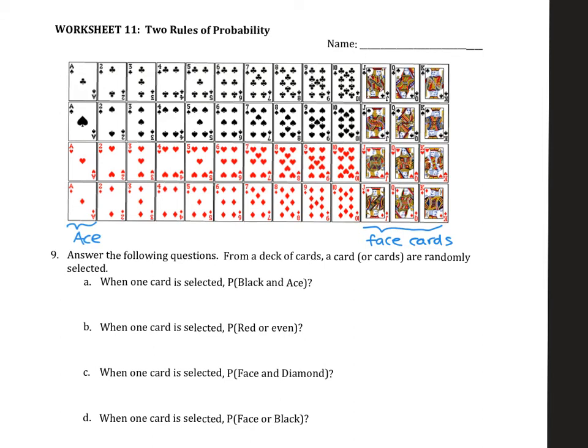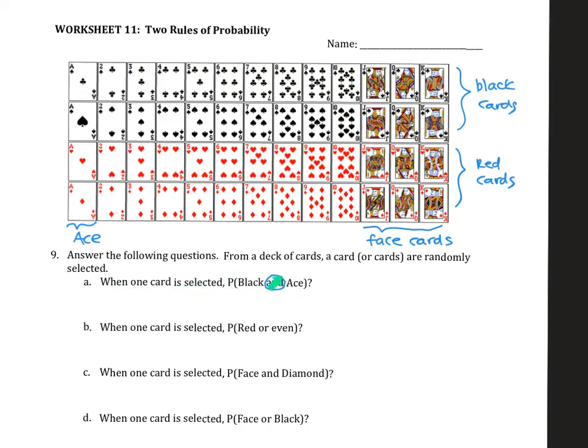And obviously the first 2 rows are black cards. The last 2 rows are the red cards. They're just colors, right? So let's look at number 9, part A. We're selecting cards randomly. And notice it says probability of black and ace.